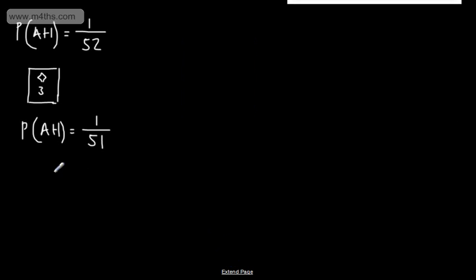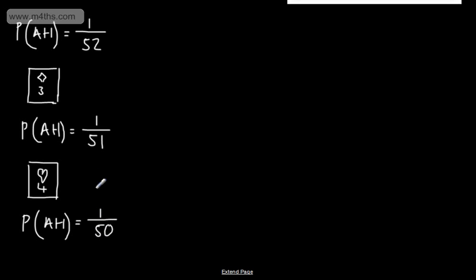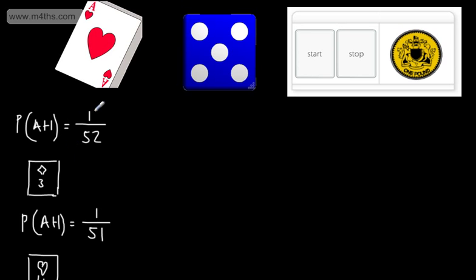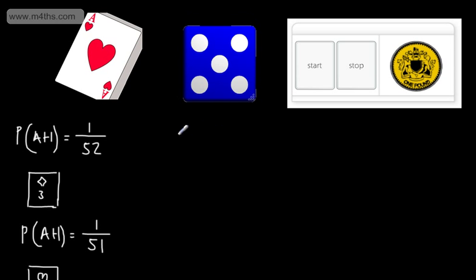If I took another card, let's say we've got the 4 of hearts, and I took this out, the probability now that the ace of hearts would come on the next one, there's still only one, but we're down to 50 cards. So by not putting these back, we have now conditional probability. They're no longer independent events. If we put it back, they would be independent.